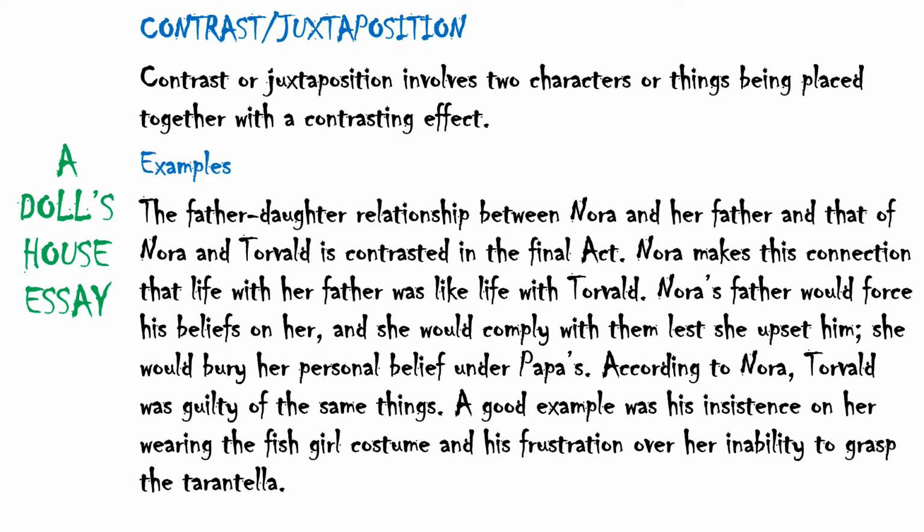The father-daughter relationship between Nora and her father and that of Nora and Torvald is contrasted in the final act. Nora makes this connection that life with her father was like life with Torvald. Nora's father would force his beliefs on her, and she would comply with them lest she upset him. She would bury her personal belief under purpose. According to Nora, Torvald was guilty of the same things. A good example was his insistence on her wearing the fish girl costume and his frustration over her inability to grasp the tarantella.